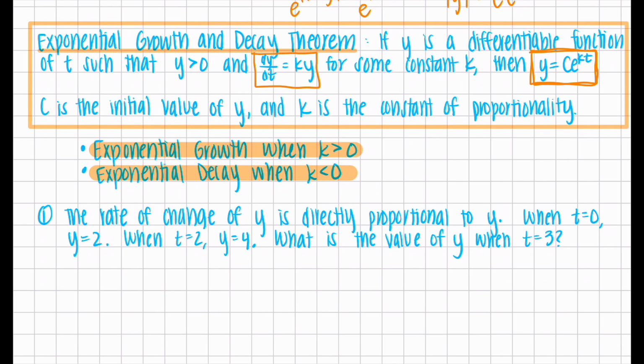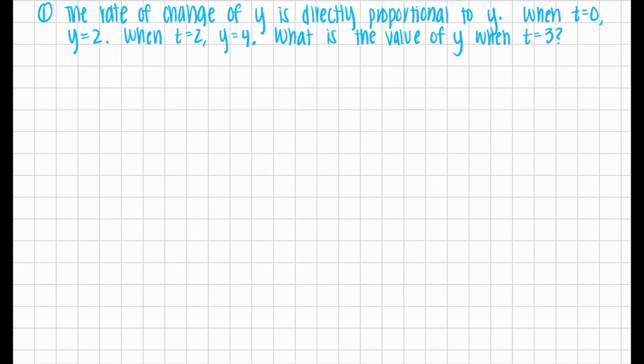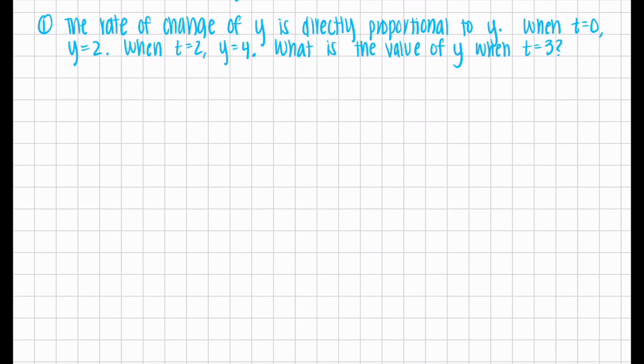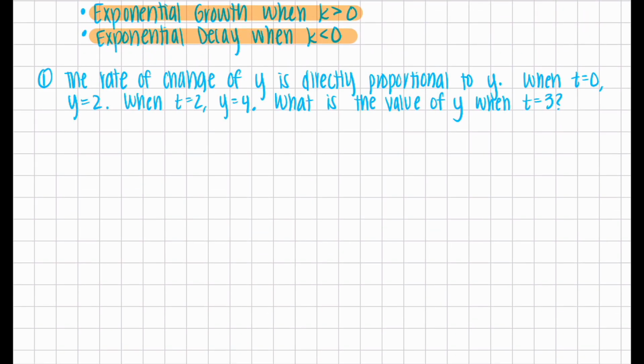So let's go through a few examples. Starting with this one, it says the rate of change of y is directly proportional to y. So let's say you have a homework assignment or a test. As soon as you see this sentence, that should trigger in your brain that dy/dt equals ky. And once you're able to use this differential equation, you're also able to use y equals c e to the kt. Just that one sentence says you're allowed to use both of those two equations.